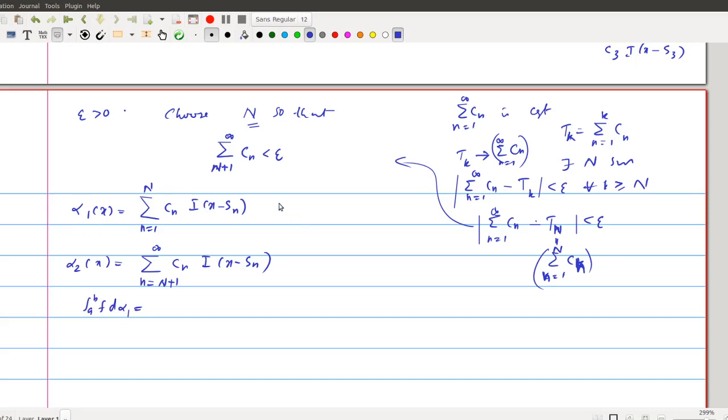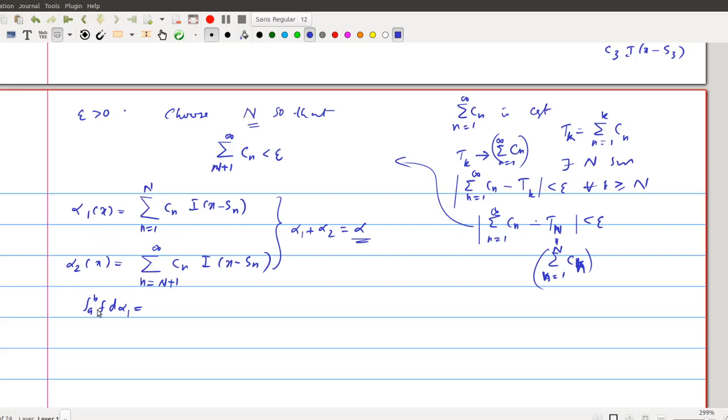Okay, obviously one thing is obvious: alpha 1 plus alpha 2. What is alpha 1 plus alpha 2? That is nothing but alpha, which is the summation n equal to 1 to infinity Cn I of x minus Sn. So we split this alpha using this capital N, that is what we have defined here.